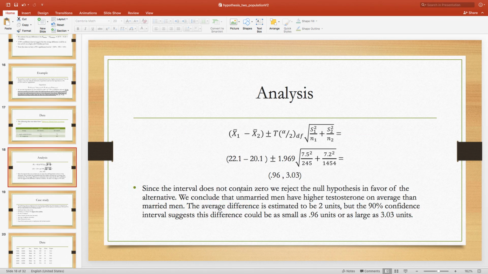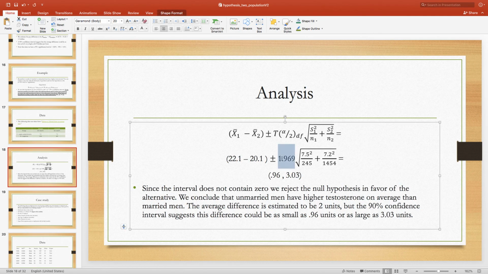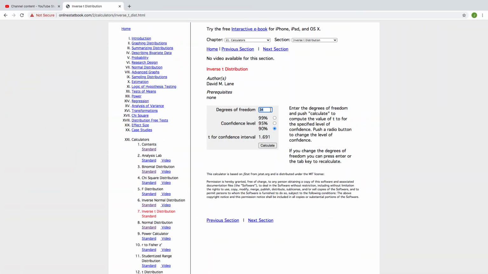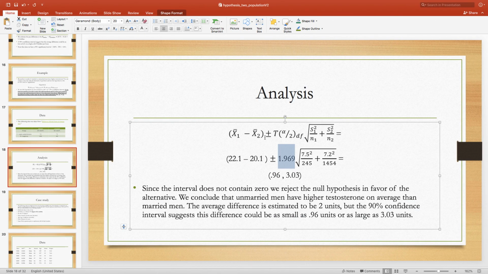So let's go ahead and figure out how I got this 1.969. I have 244 degrees of freedom, and I want a 95% confidence interval, so 1.97. That is essentially 1.97. I've used a slightly different calculator, so it's just off in the third decimal place, but it's essentially the same number. And when I crunch this confidence interval, one thing that I see is that 0 is not contained in this interval.